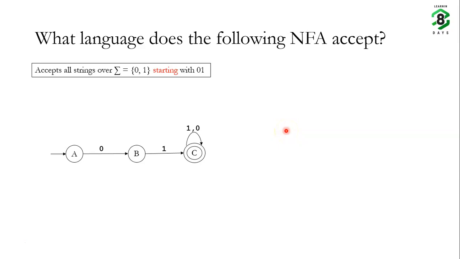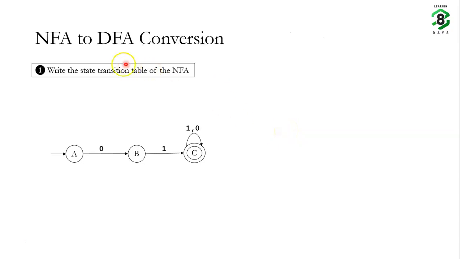Okay, now let's try to convert this NFA to its equivalent DFA. As before, the first step is to write the state transition table of the NFA. So we will begin with writing the state transition table for this NFA. So the NFA has three states A, B and C, A being the initial state.